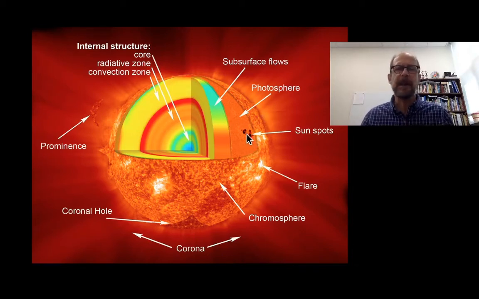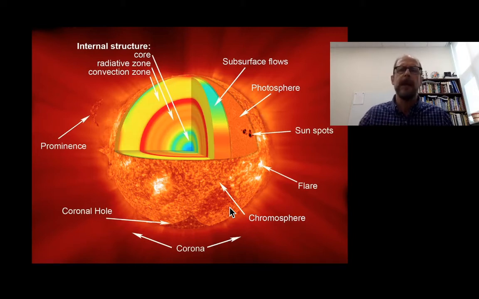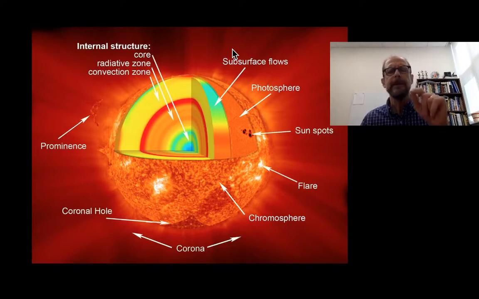Sunspots are basically at the photosphere or a little bit above. The chromosphere is a layer just above the photosphere. And then above the chromosphere is the corona, what I usually describe as the atmosphere of the sun.